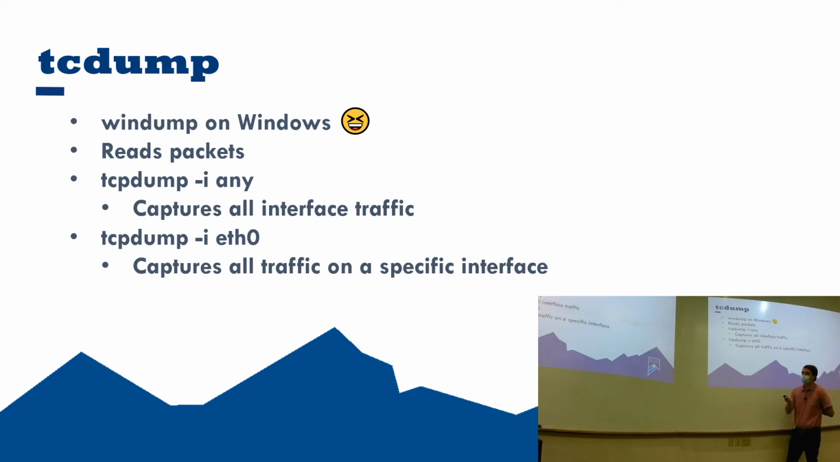So, a couple different options to know. Basically, -I is going to give you all of the traffic, and then you can specify the interface. So if you use any, it's going to give you all of the traffic for all interfaces. For example, if you use eth0, it's going to tell you that specific interface.